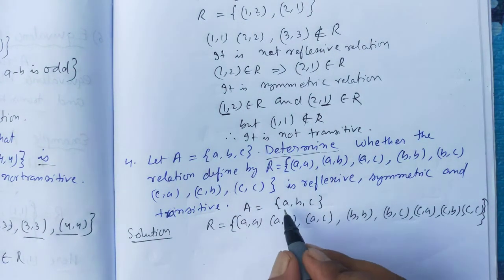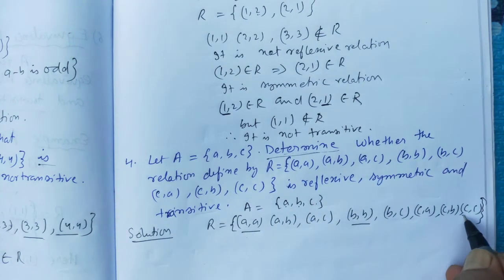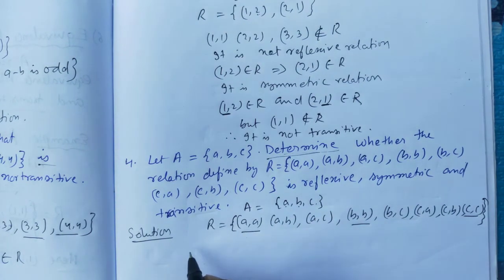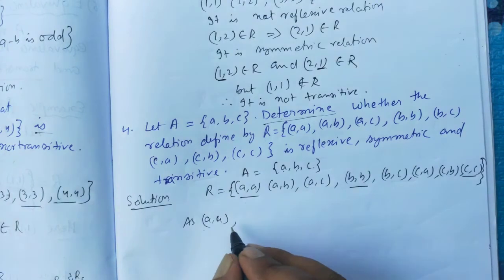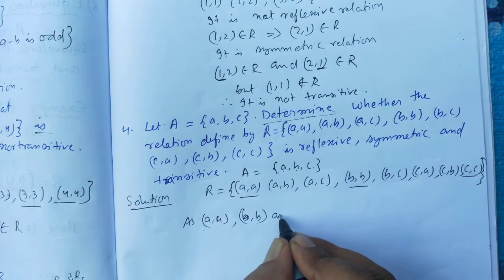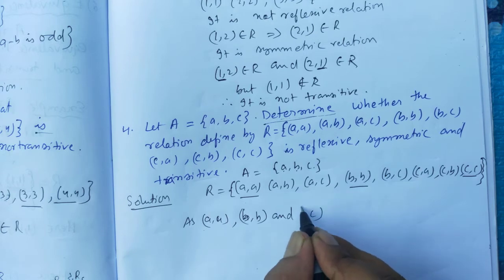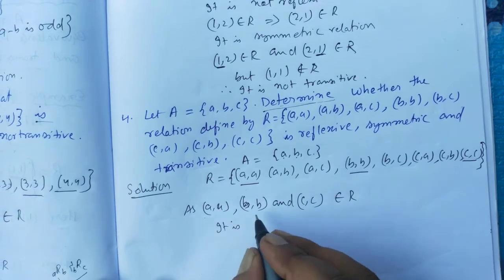For reflexive, we must have (a,a), (b,b), (c,c). So (a,a) we have, (b,b) we have, (c,c) we have. So (a,a), (b,b) and (c,c) belong to R. It is a reflexive relation.